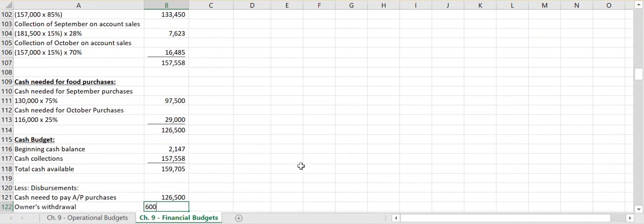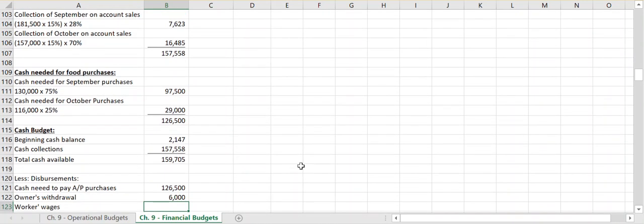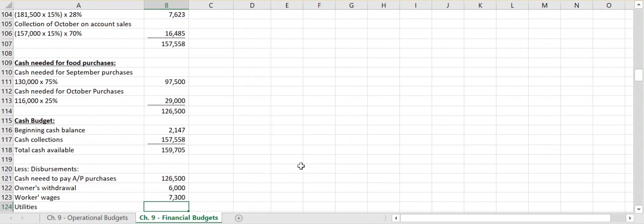They tell us that our owners in total withdraw $6,000 from the business. They tell us that our other workers in total make $7,300 each month. They get paid 90% of that $7,300 in the month that they work, and the remaining 10% 1 month later. So since they are making the same amount every single month, that $7,300 is not changing. We're paying 90% of it in 1 month, 10% in the next. It comes out to 100%. We're still spending about $7,300 to pay our employees.